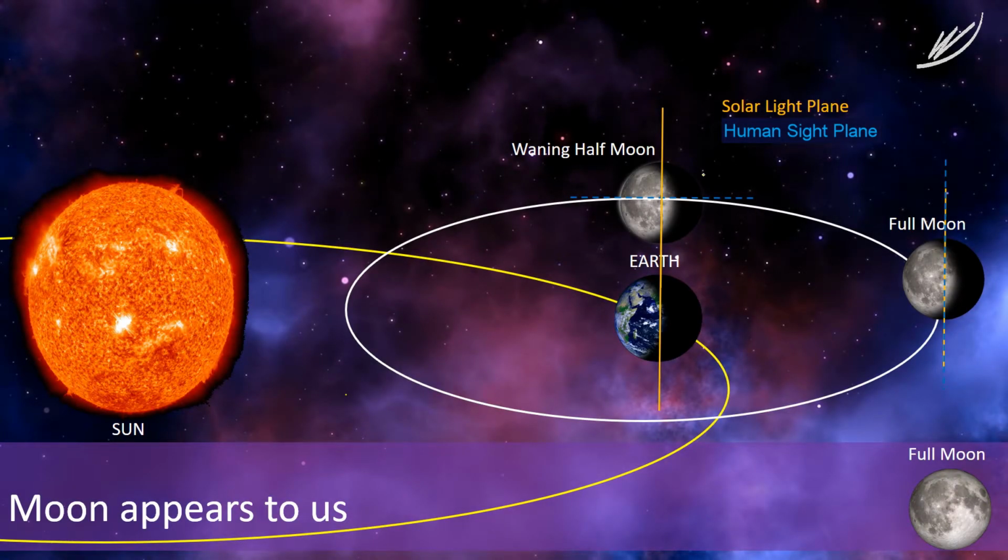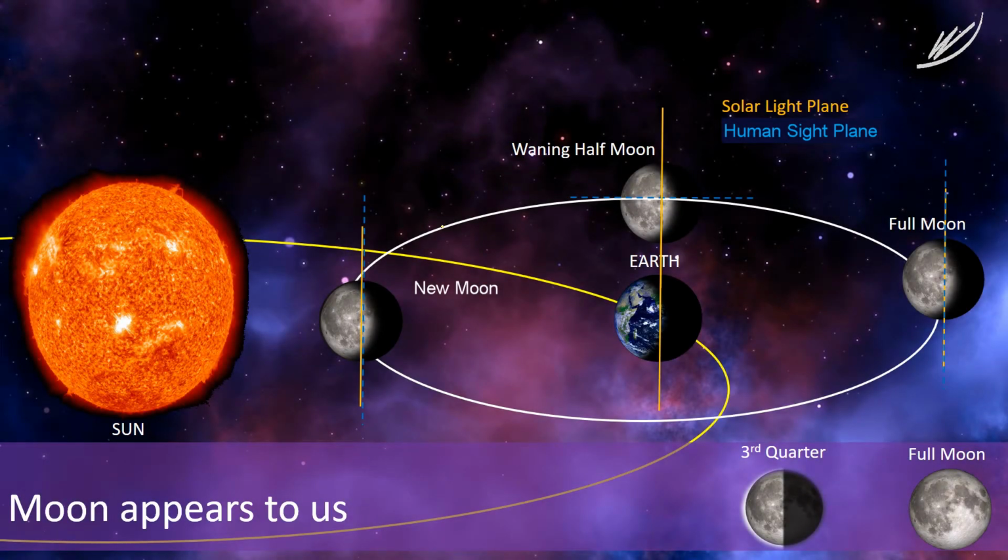Now, as the moon progresses in its waning path, it reaches a point where the solar light plane and the human sight plane are perpendicular to each other. At this point, as usual, the moon's surface is half lit at the solar light plane. When we observe this moon from here on Earth, we are only able to see half of the half-illuminated surface of the moon. That is the quarter surface, which is directly in front of us at the human sight plane, which appears to us as a half moon. Astronomers call this phase also the third quarter moon.